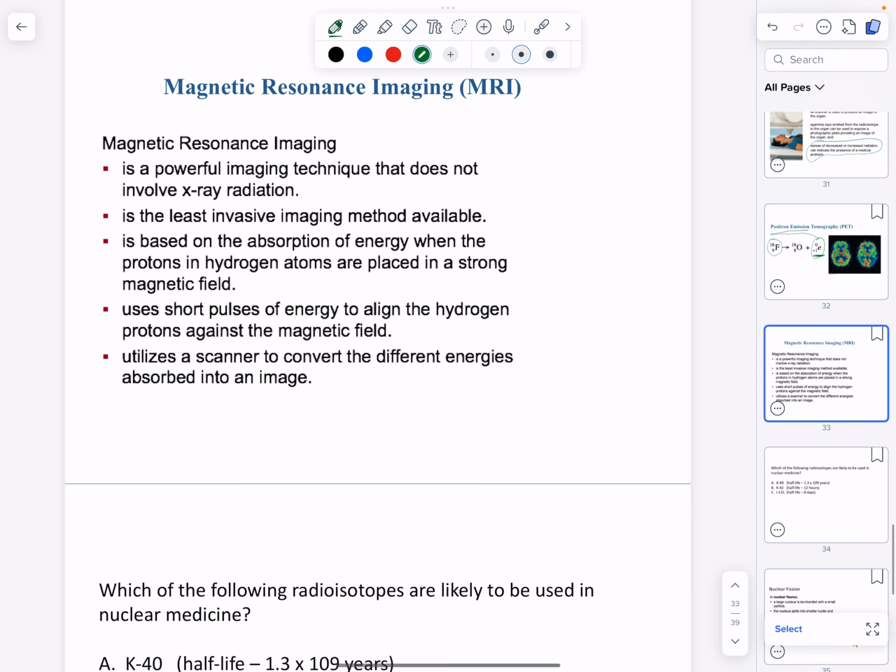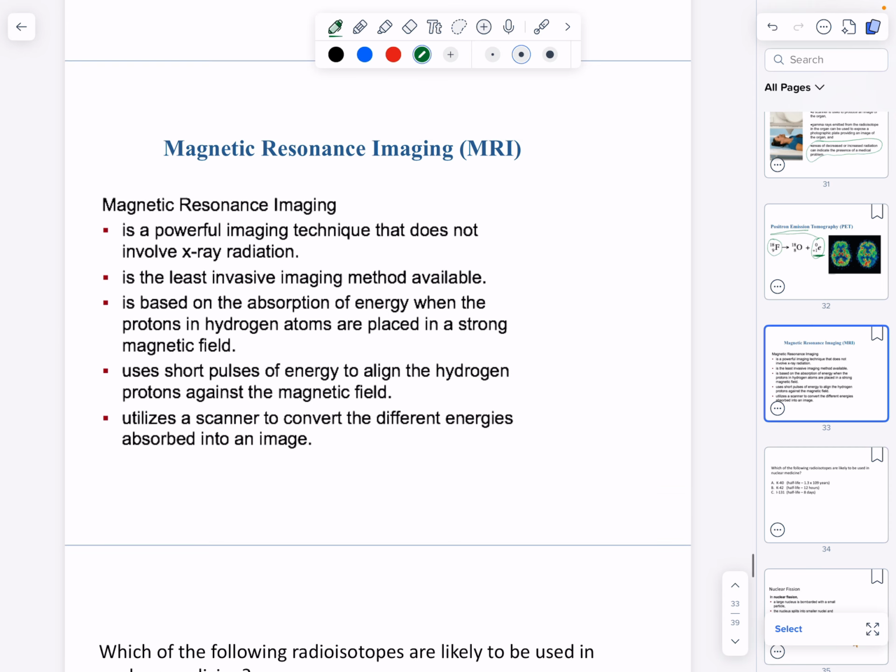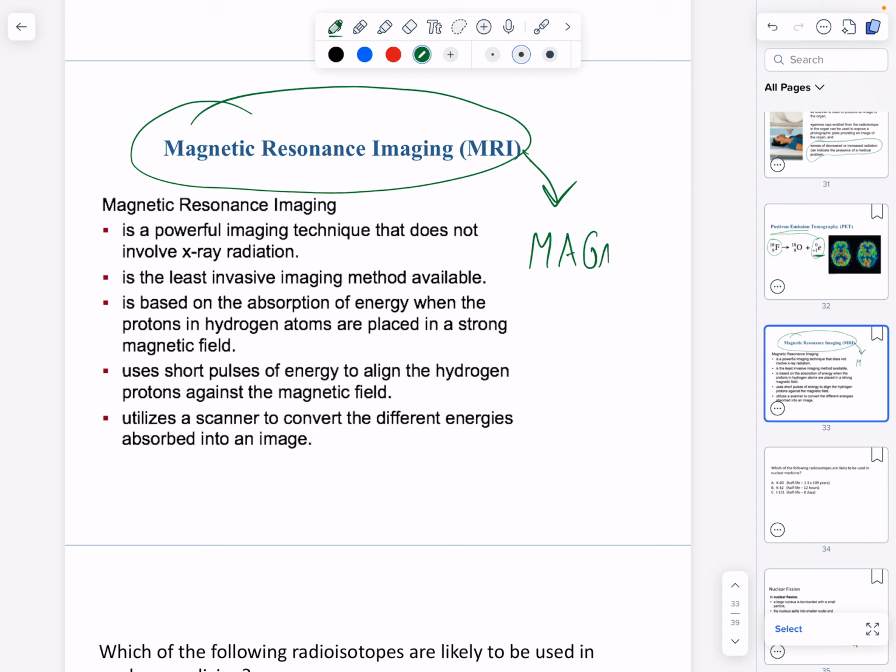Now, the only machine that doesn't use radiation is MRI. MRI is not radiation. MRI uses magnetic fields, which means it uses a magnet. That's what MRI is. I leave this for you to read more. They use magnets to produce strong magnetic fields.